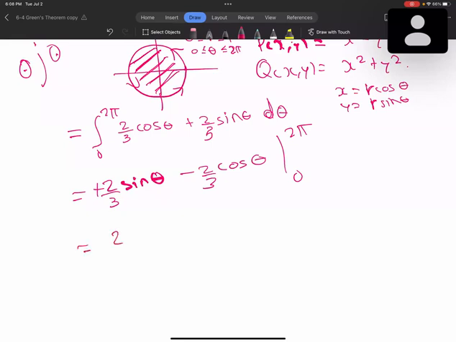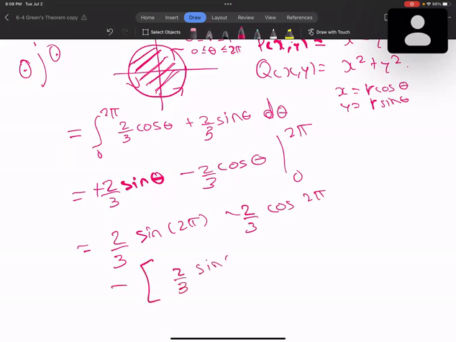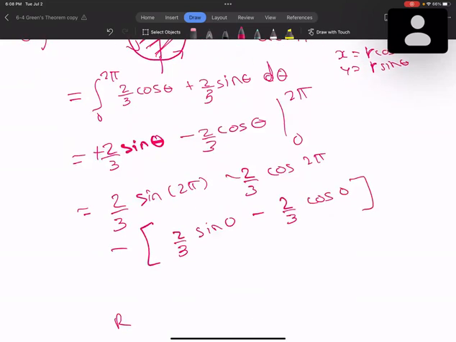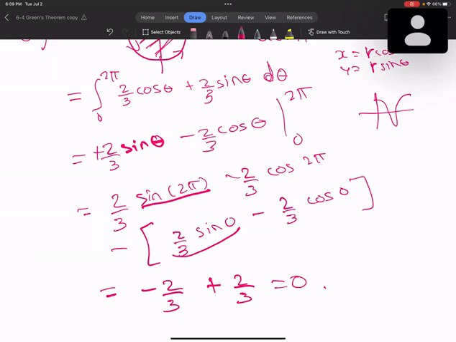So I get 2/3 sine of 2 pi minus 2/3 cosine of 2 pi, minus, now evaluate at 0, 2/3 sine of 0 minus 2/3 cosine of 0. Sine of 2 pi is 0, and cosine of 2 pi is 1. So it's minus 2/3, sine of 0 is 0, and then plus 2/3, we got 0. So it must be correct. If we got 0, it must be correct.